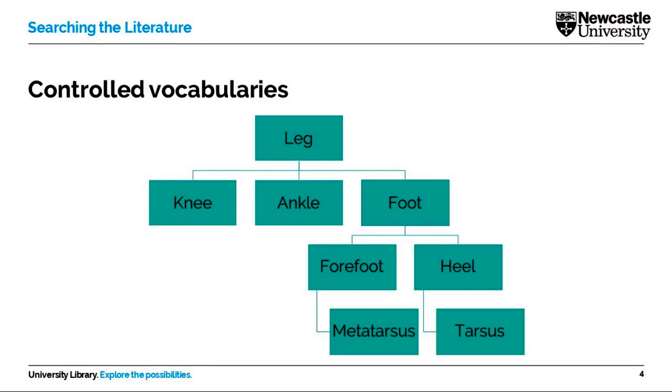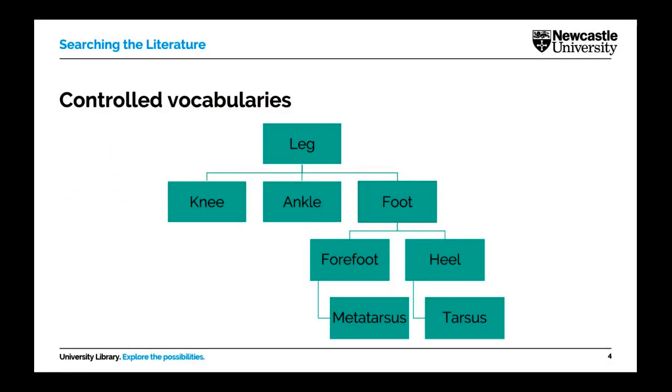By way of a very quick example here, if we go with an anatomical example, let's say that you were searching for papers on injuries within the leg. So leg injuries, leg trauma. You would go ahead and type leg into your database, and in a keyword database, you would only find articles where the author or researcher has used the word leg and nothing else.